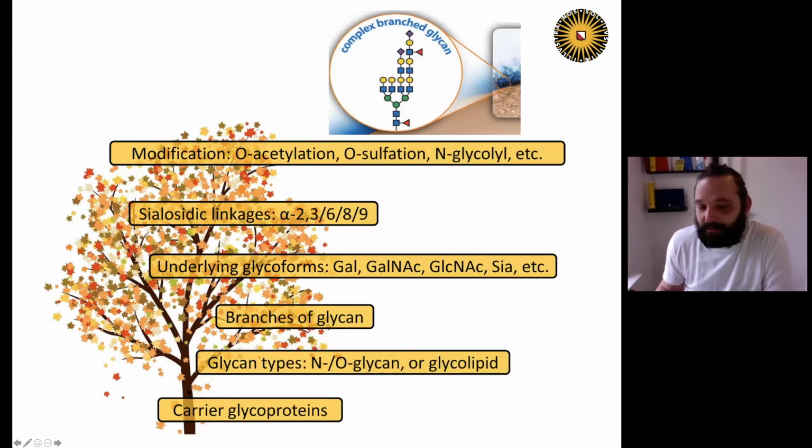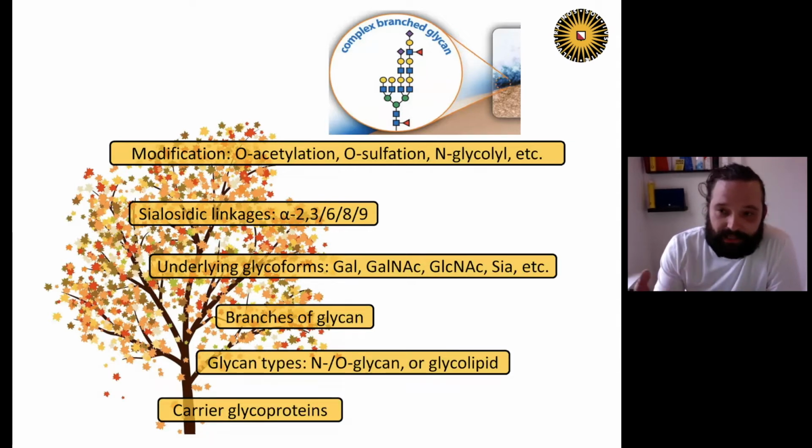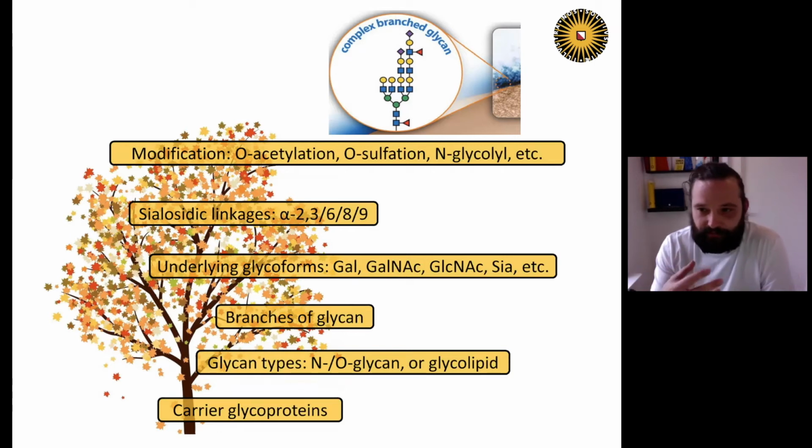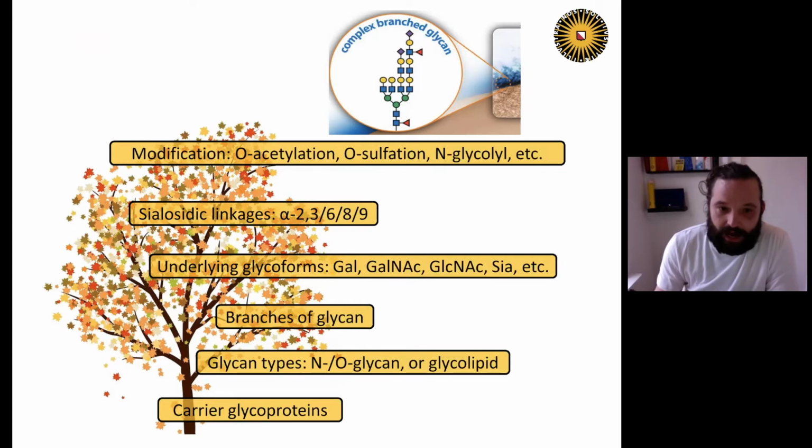And you can start at the bottom with the glycoprotein, with what kind of glycan you're looking at, with different branches going into different arms, and eventually into the leaves, which are different sialic acids. And these sialic acids can contain a lot of different modifications as well. And in this presentation, I will go a little bit through this tree to demonstrate how all these different features are actually important for influenza A virus receptor binding.